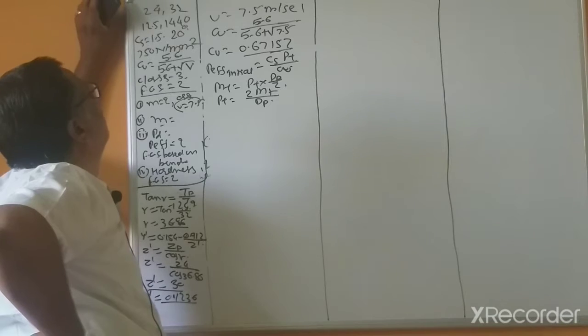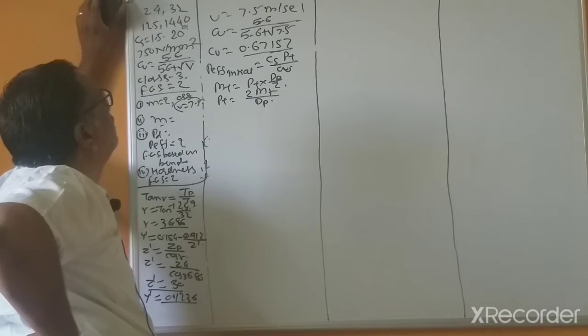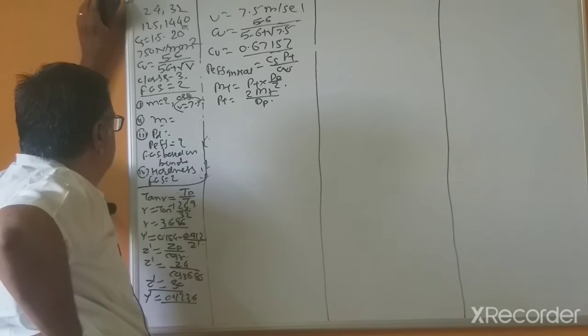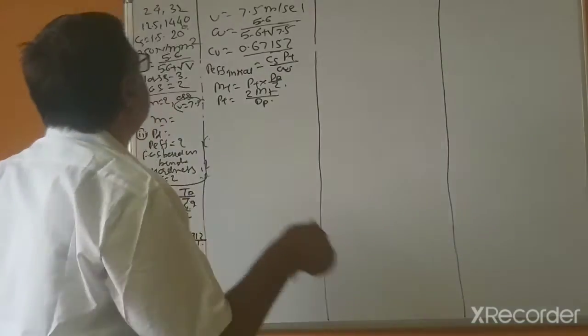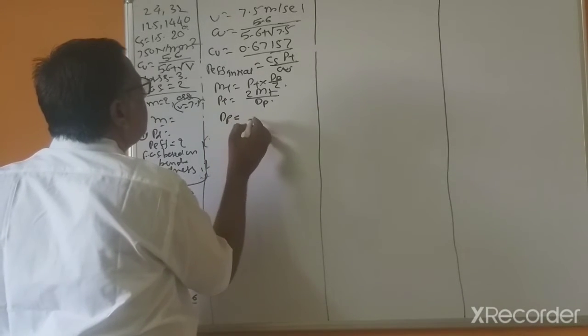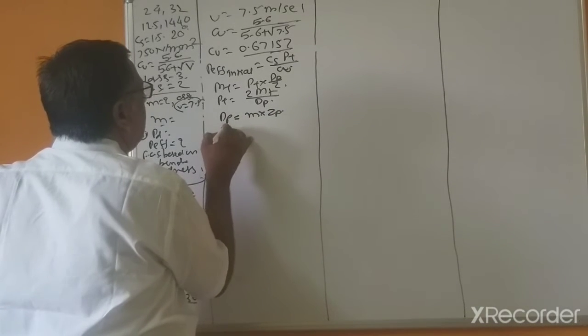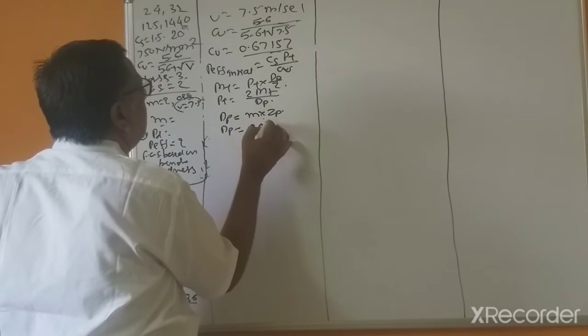dp, and dp also unknown, pt also unknown. Design is based on the pinion. So this is dp equal to, what is the relation, m into zp. So that's why this is 24 m.